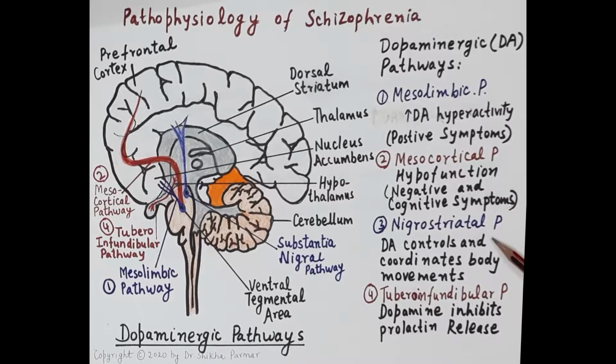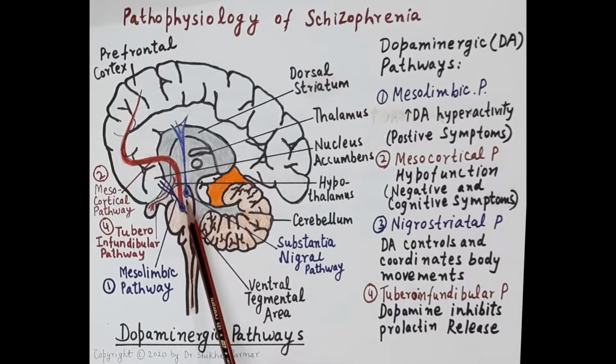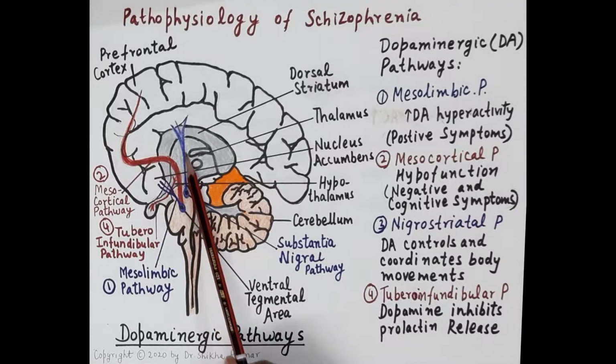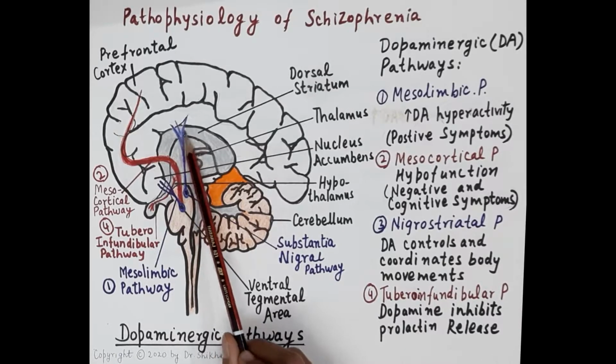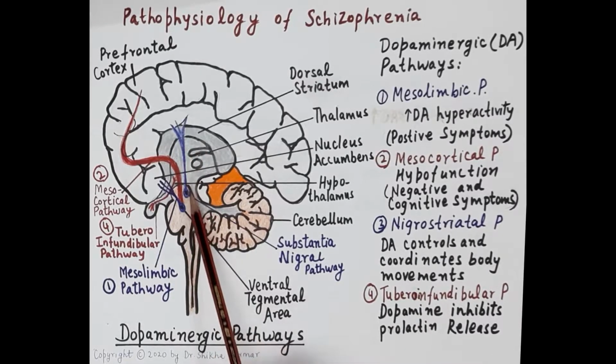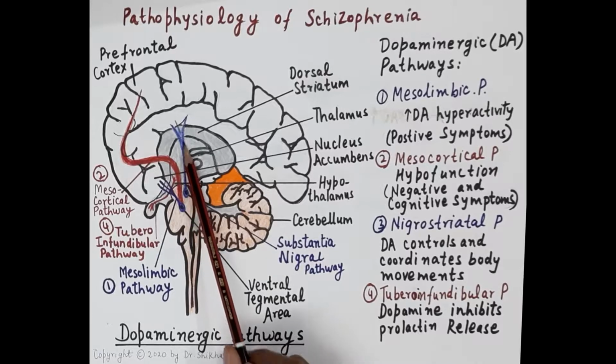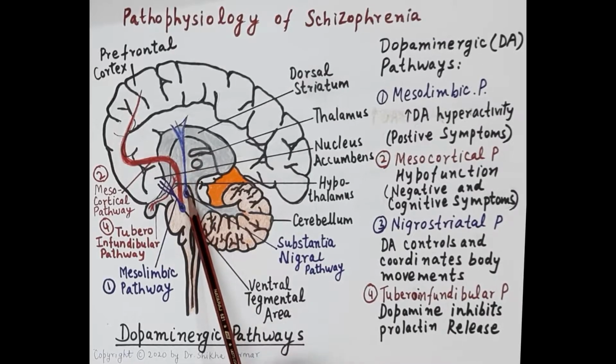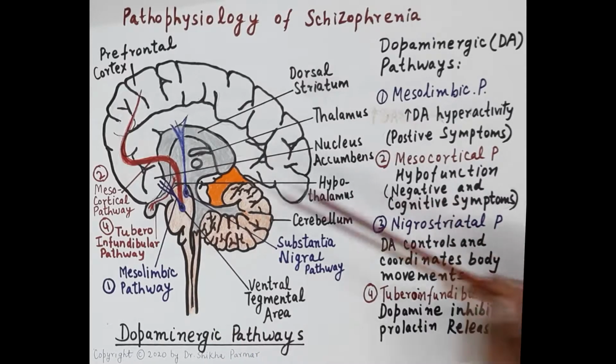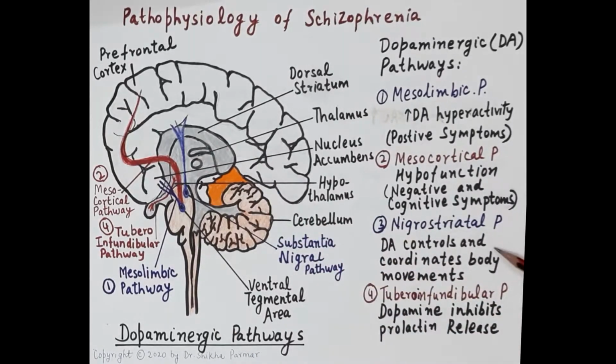Third dopaminergic pathway is the nigrostriatal pathway. The nigrostriatal pathway is shown in the blue color, and it extends from the substantia nigra to the striatum. This is the nigrostriatal pathway, and the dopamine in this nigrostriatal pathway controls and coordinates the body movements.